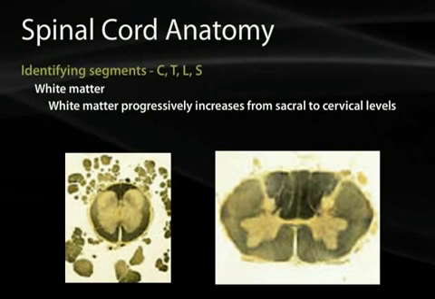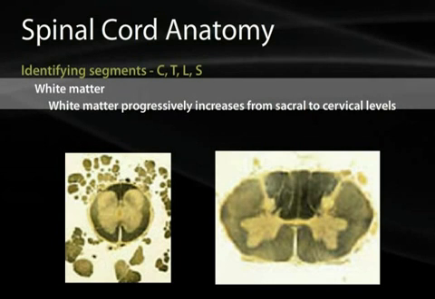Now, let's look at how we would identify these segments when we look at the cord in cross-section. We should know that white matter progressively increases from sacral to cervical levels. That's because, it makes intuitive sense that up in the cervical spinal cord, you have a lot of information from the body that is gathered up, ready to talk to the brain, and a lot of information from the brain passing down to the body that needs to go through the cervical spinal cord.